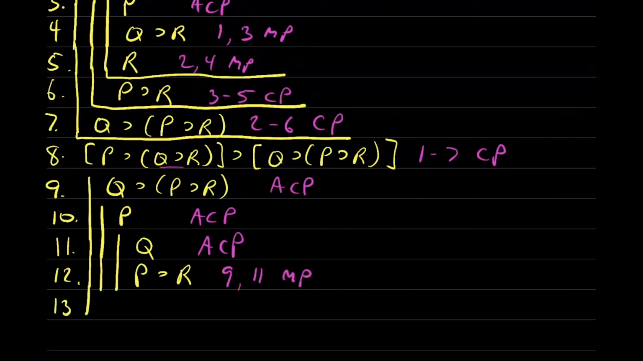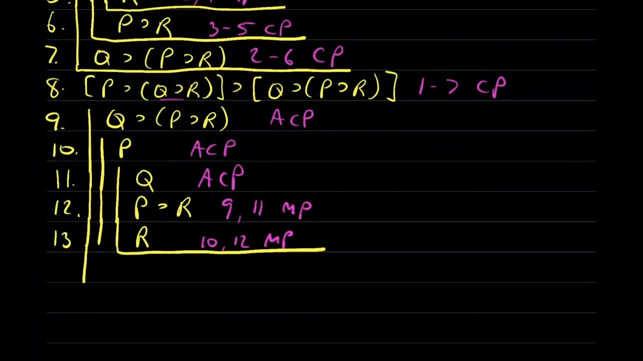Line 13, still inside the scope of these 3 sequences. Now that we have P implies R, we know that P is true on line 10, so we can get R on line 13 by modus ponens from line 10 and 12, MP. Okay, we're done with this inner sequence. We've shown that if we assume Q, we can get R. Still continuing these outer sequences. So Q implies R. That's going to follow from line 11 through 13 by conditional proof.